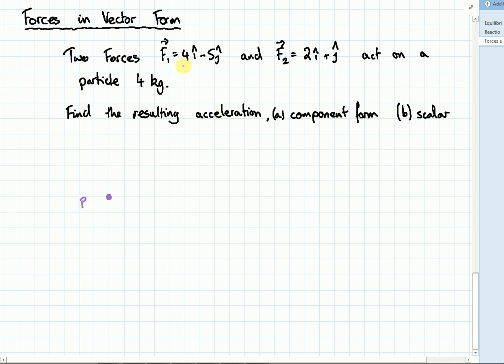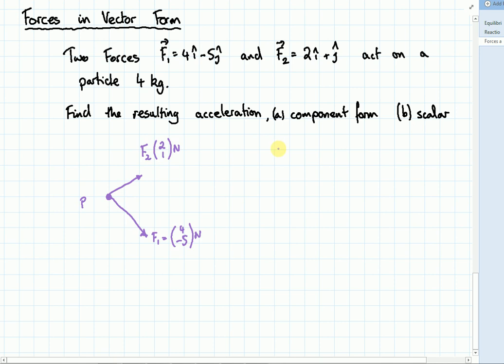It's got force F1, which is (4, -5) newtons. So we're going to do something like that. And we've got F2, which is (2, 1). So it's going to be something like that. And the question is, what's the acceleration in component form and as a scalar?